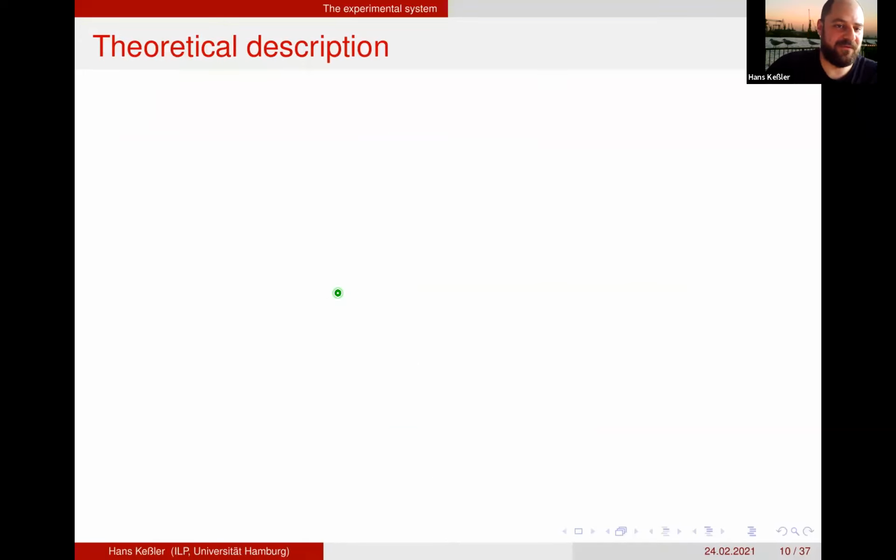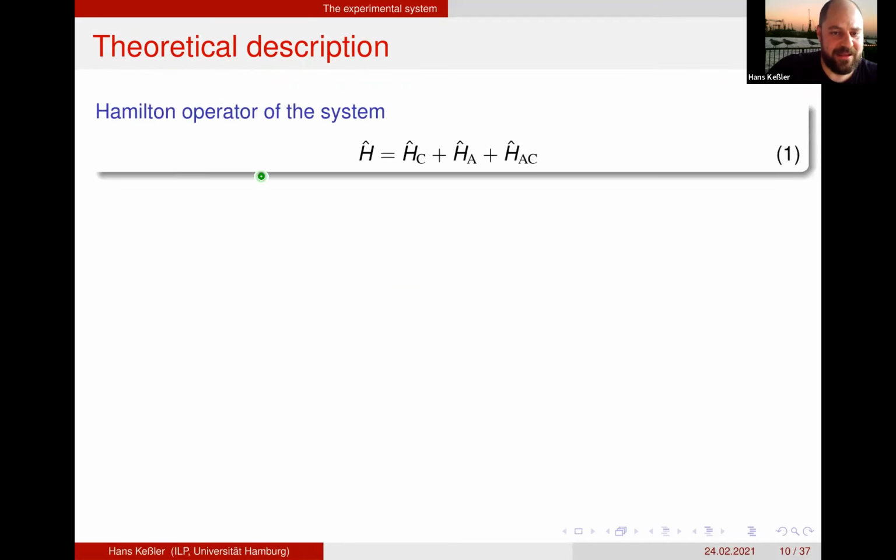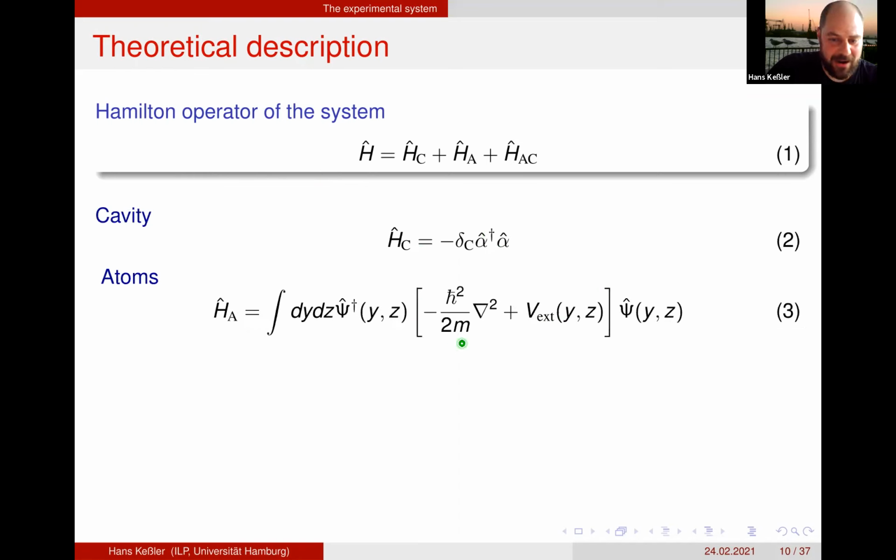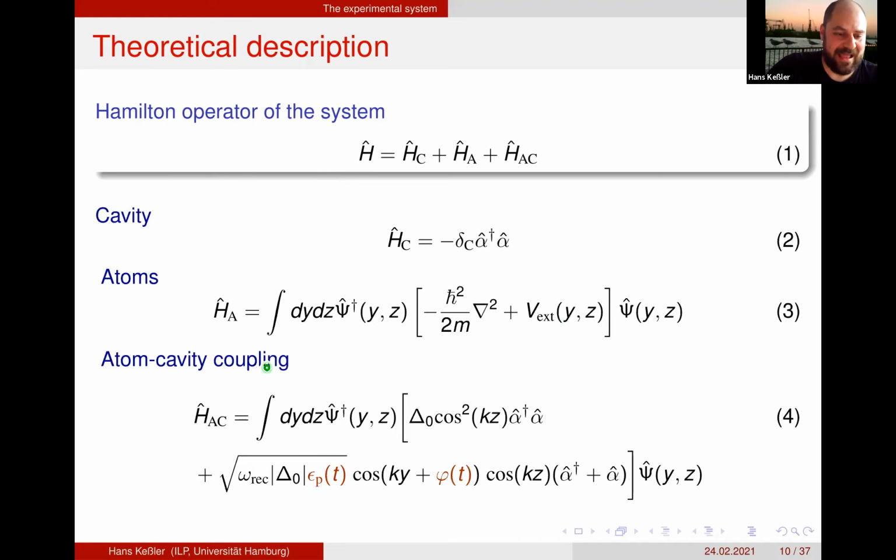So, the theoretical description: the Hamiltonian that describes our system consists of three parts. We have the cavity field part, and we have the atomic part with the kinetic energy and the trapping potentials. We can also add a contact interaction term. But the most interesting is the atom-cavity coupling. The atom-cavity coupling is basically the overlap of the distribution of the atoms with the pump and cavity field.